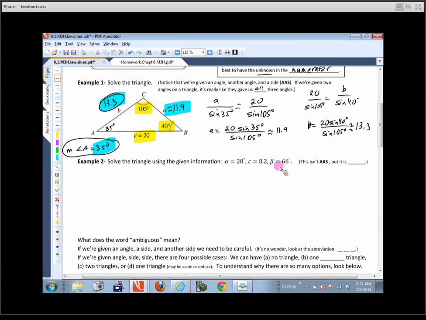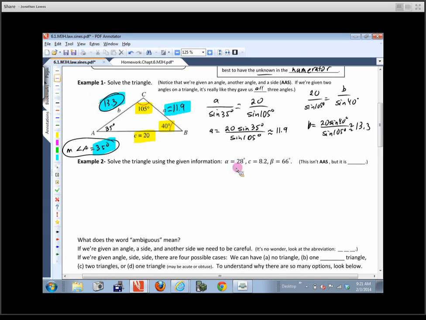Angle, side, angle? Okay. Remember, the way you say those is important. They gave us an angle and a side. Okay, that's the order that they gave them to us in. If alpha is 28, side C is 8.2, and beta is 66.